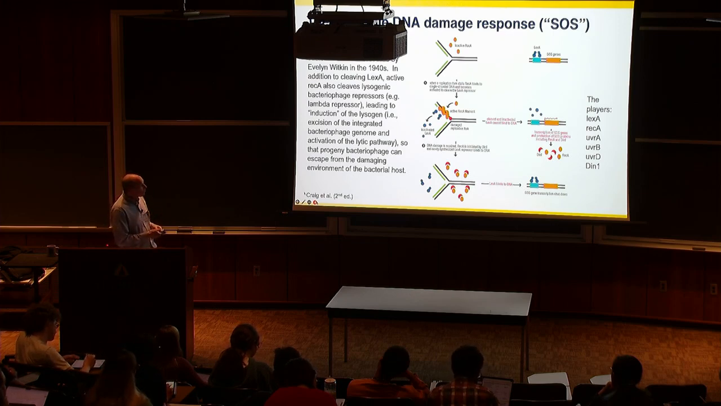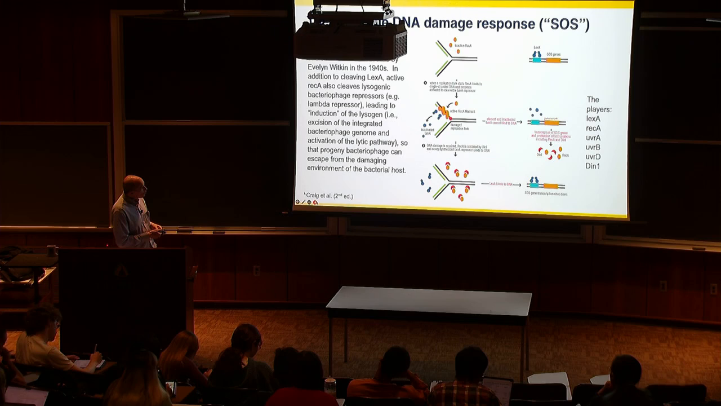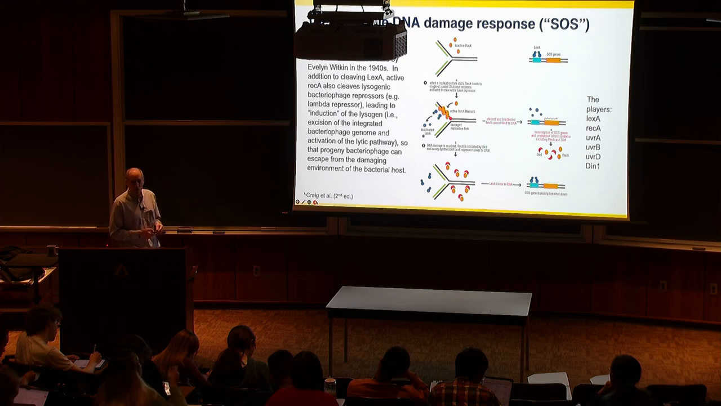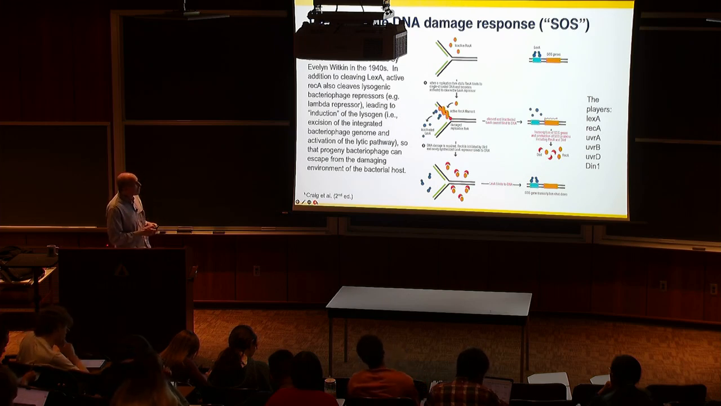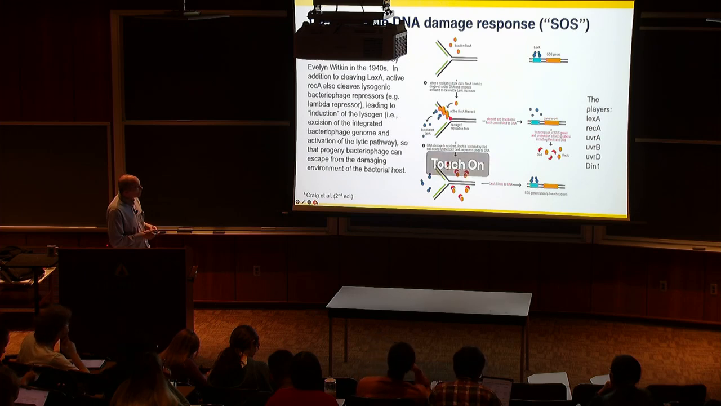For example, the fork moving in the contiguous direction, the contiguous synthesis fork, may continue, but the lagging strand may be blocked and there'll be single strands accumulating there. There's all sorts of ways that single-strand DNA accumulates secondary to DNA damage, and therefore the REC-A protein finds its substrate, single-strand DNA, it binds that substrate, and it changes its conformation.